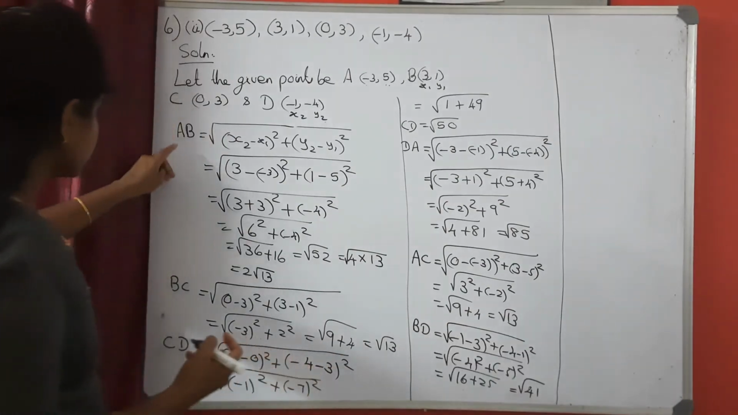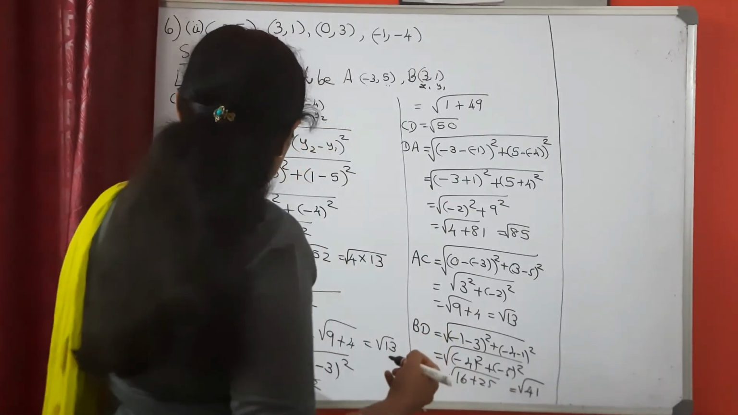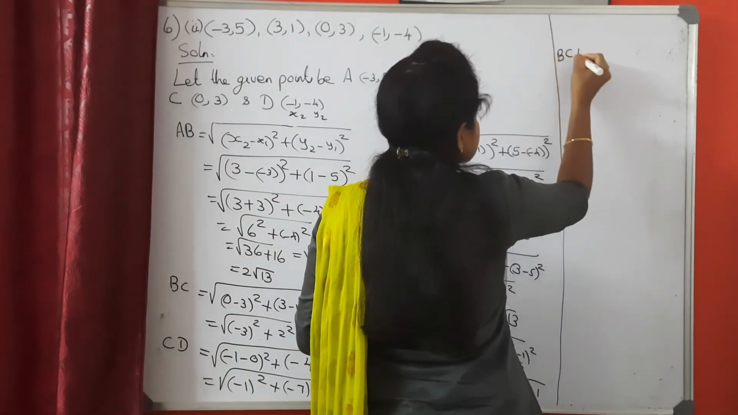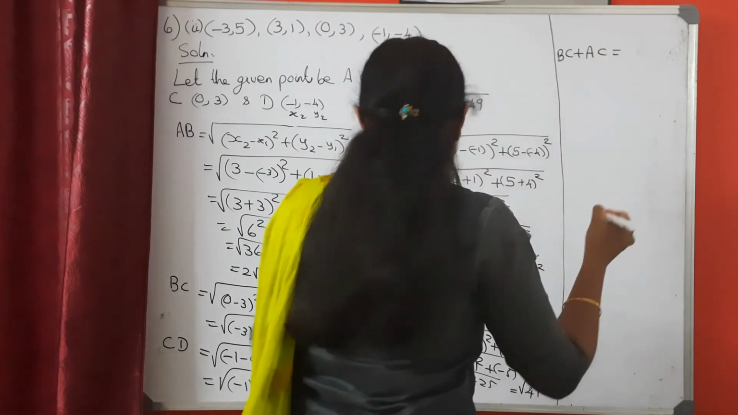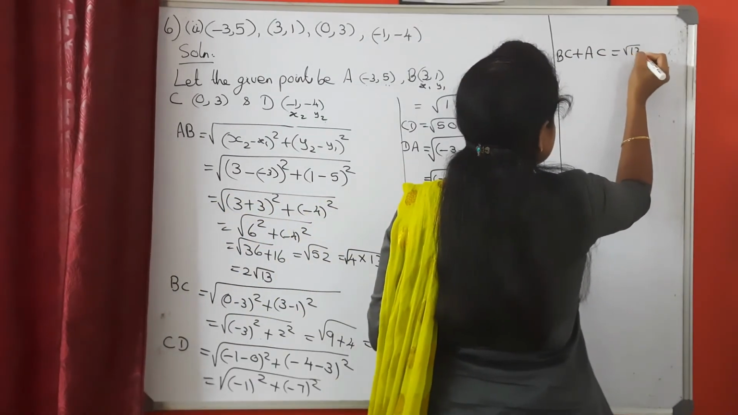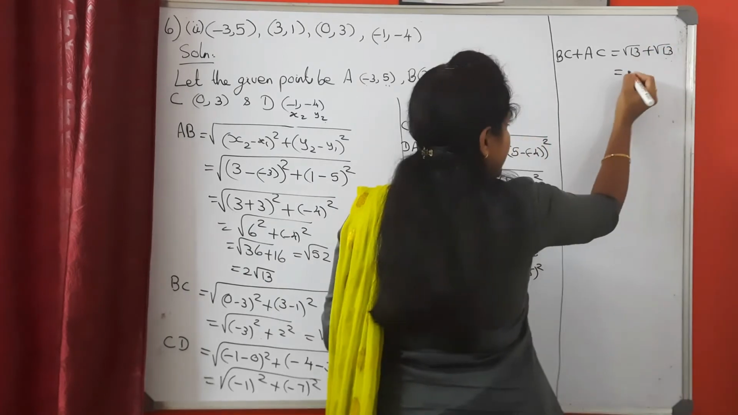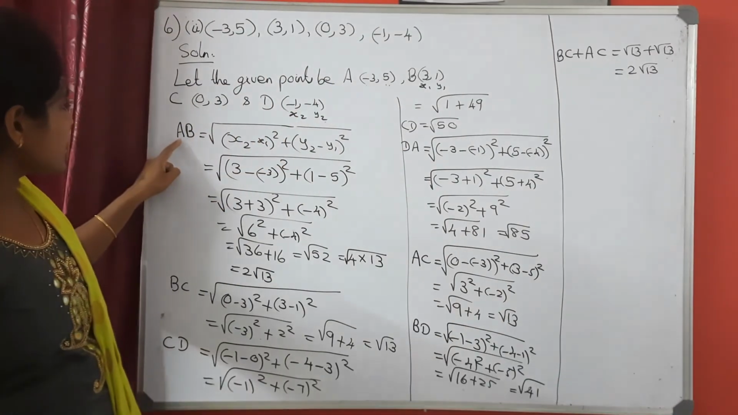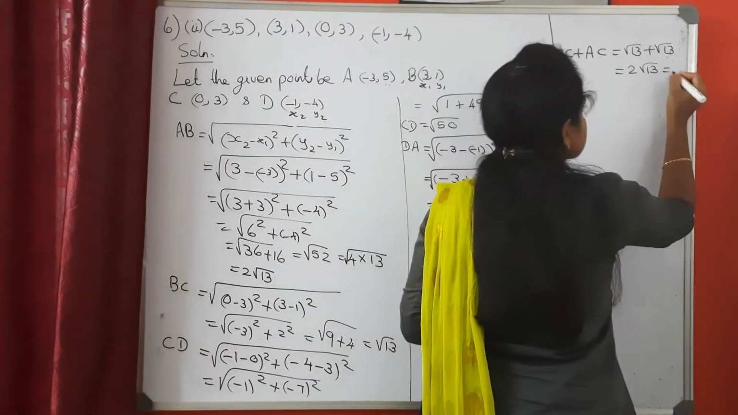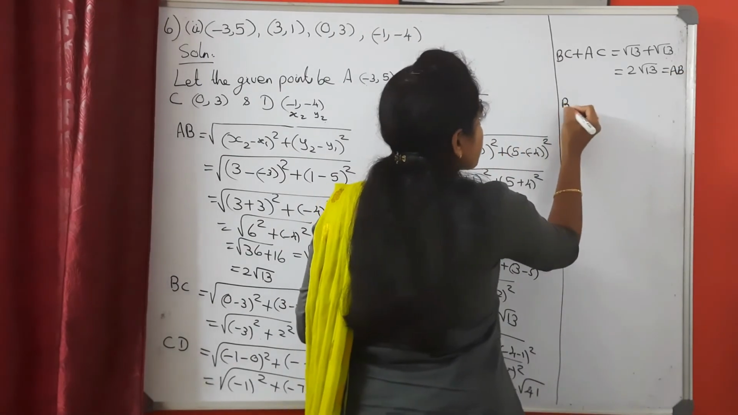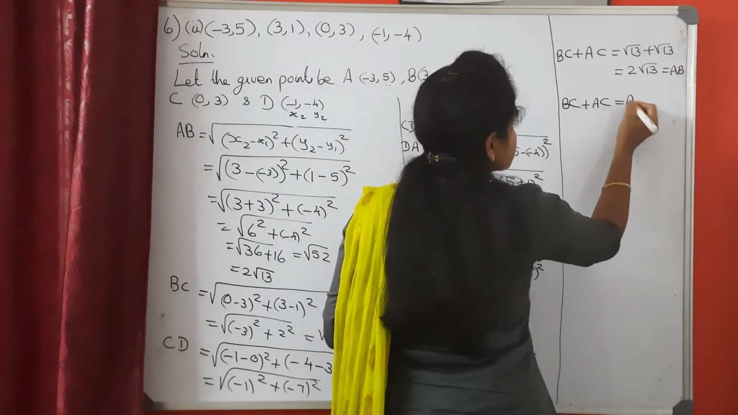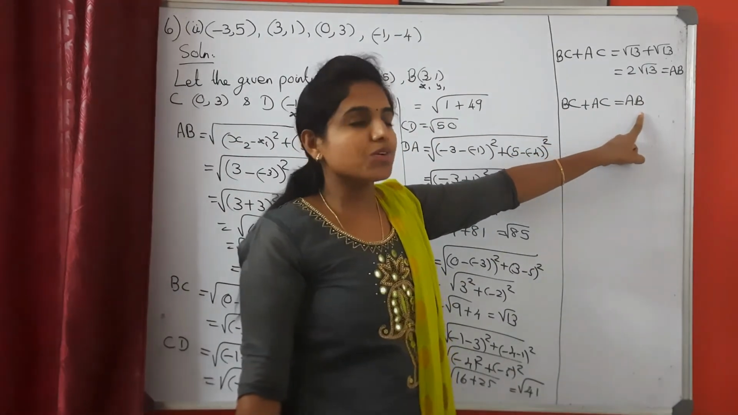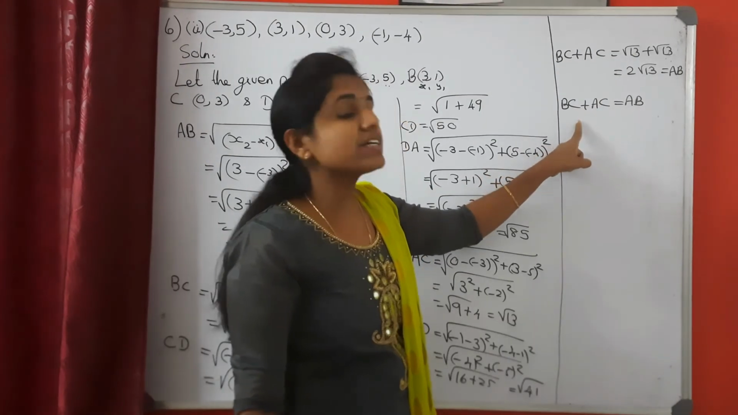Now we check this: BC plus AC. BC equal to how much? Root 13 plus root 13. If you add, you will get 2 into root 13. So 2 into root 13, that is what? AB. Now we got BC plus AC equal to AB. See, sum of two distances equal to one more distance. So that means what? ABC is collinear.